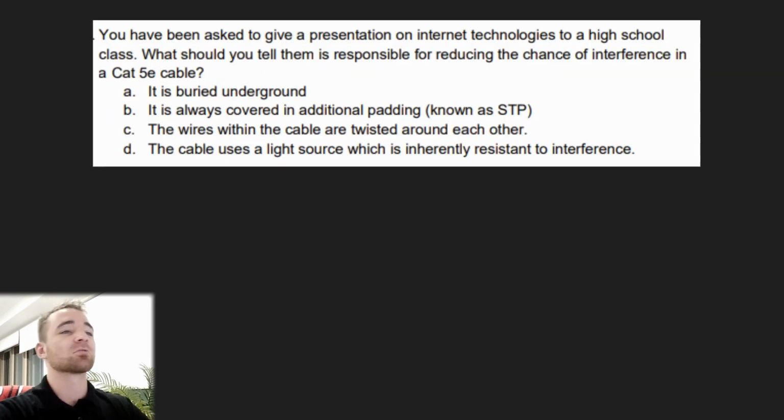Okay, next question. It reads, you have been asked to give a presentation on internet technologies to a high school class. What should you tell them is responsible for reducing the chance of interference in a Cat5e cable? A, it is buried underground. B, it is always covered in additional padding, known as STP. C, the wires within the cable are twisted around each other. Or D, the cable uses a light source which is inherently resistant to interference. Pause the video if you need to. Your answer coming in 3, 2, 1.